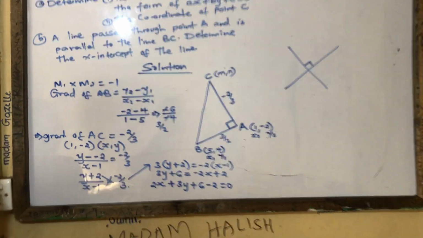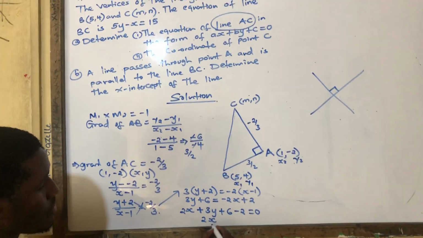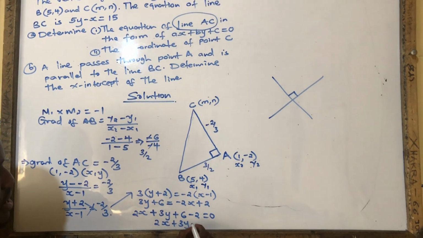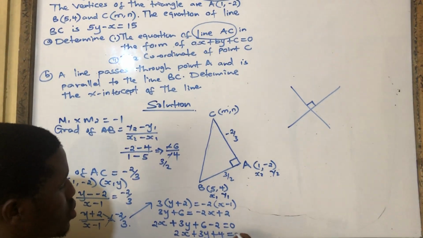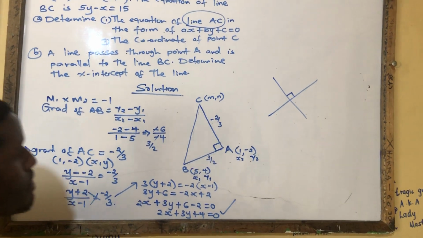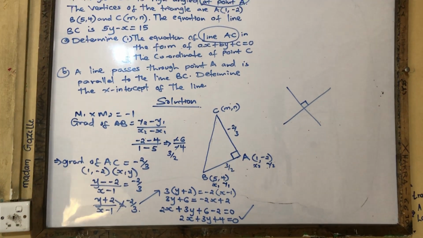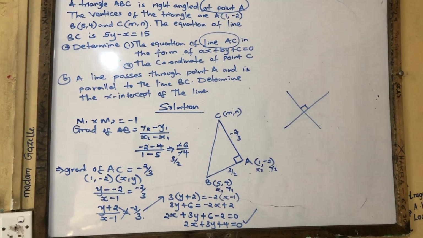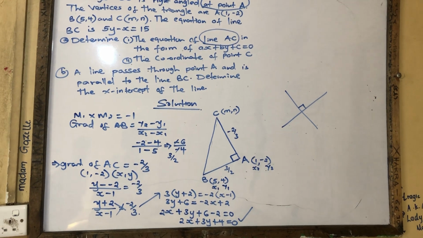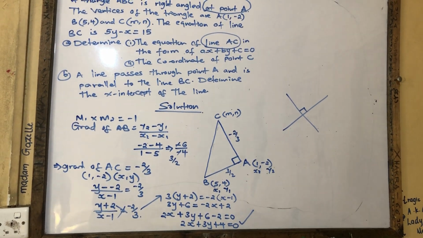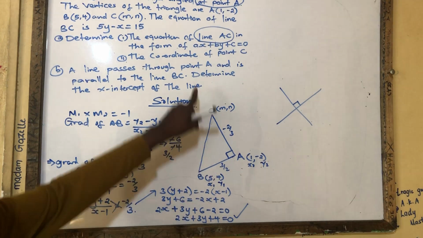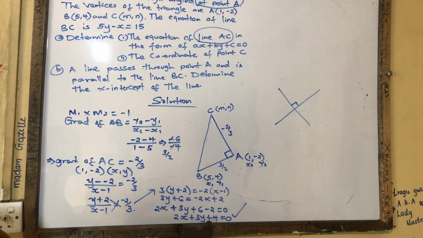So what will this one be? This will be 2x plus 3y plus 4 is equal to 0. And this becomes the answer for part A, Roman 1. It is asking for the equation of the line AC in this form. That is the equation.